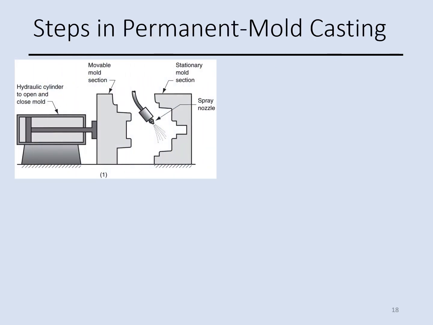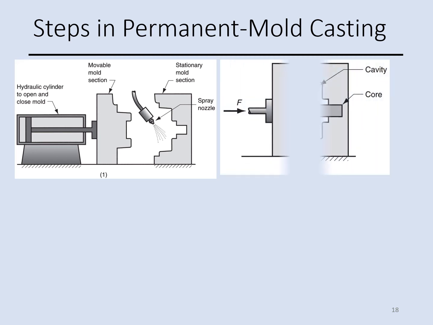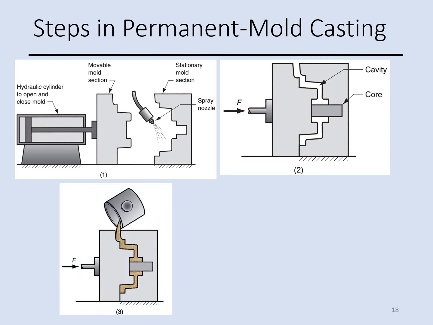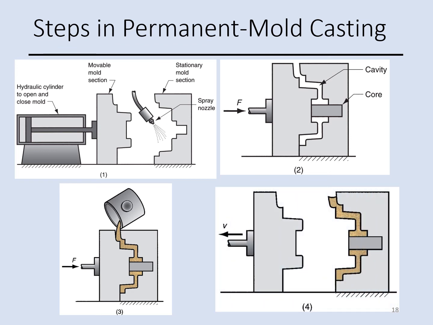This slide shows the several steps in permanent mold casting. Here the mold is preheated first, and then it's coated with lubrication or some material for heat dissipation. In the next step, we can put cores if it requires. The cores are inserted, and then the mold is closed. In step 3, molten metal is poured into the mold. Then it will solidify. In the last step, the mold is opened, the part is ejected, and the part is done. It's ready to use.